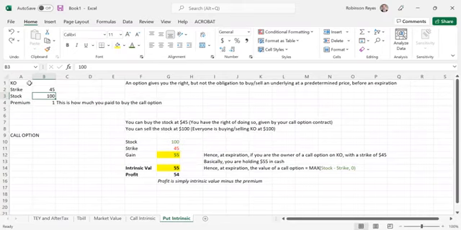Basically, you're betting on the downside of a stock. You're betting on a stock doing poorly. If the stock performs poorly and drops in price, then you're gaining.